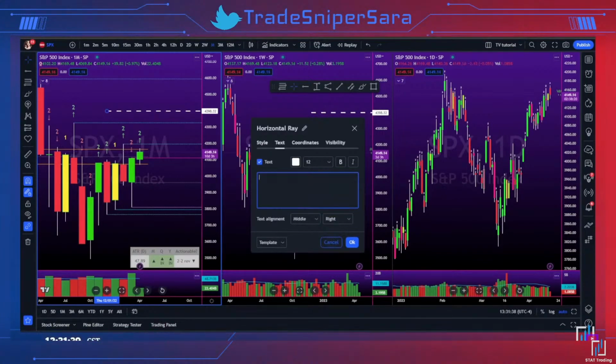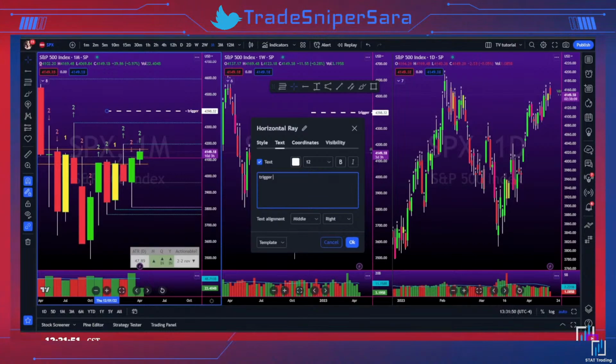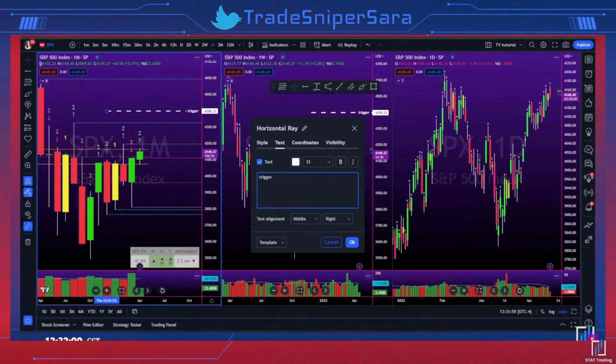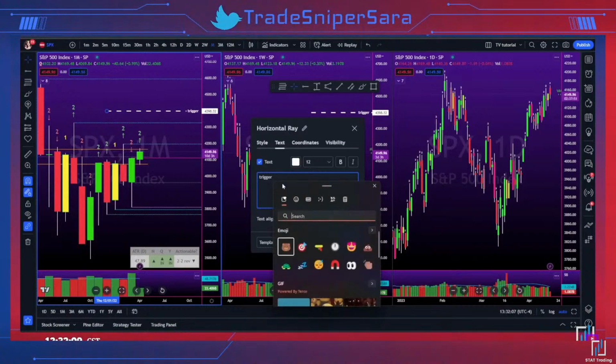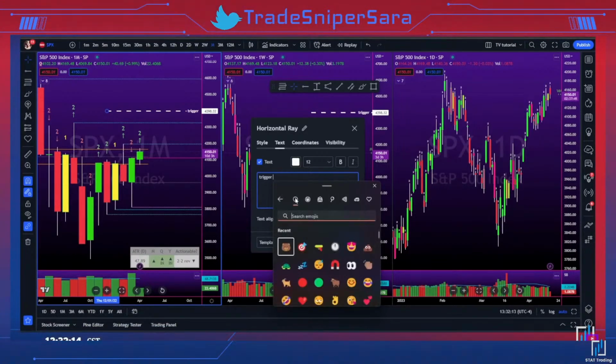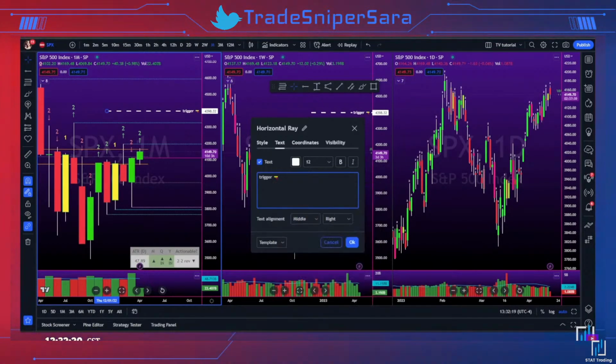Text, if you want to say that this is a trigger, you can do that. People like how I have little emojis next to some of my lines. The way that you do that, on a Windows computer, I don't know about Apple or anything, but on a Windows computer, in this text box, you hold down the Windows button and hit the colon button, and that'll pull up emojis, a whole bunch of them, right? So that's where you can get your little emoji for your trigger.